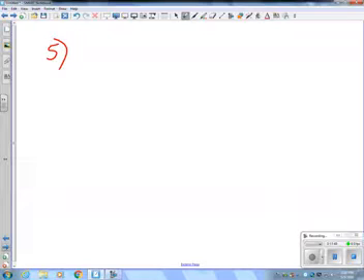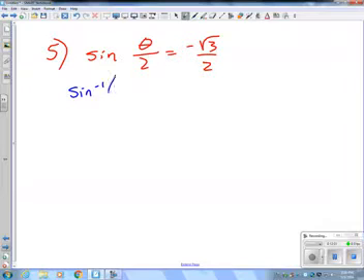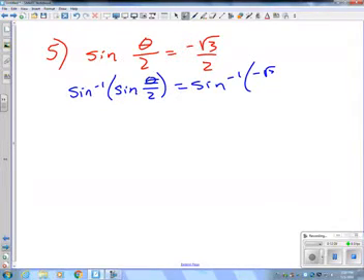How about we do sine of theta over 2 equals negative square root of 3 over 2. So first of all, I'm going to inverse it because I've got to get rid of the sine. So sine inverse of sine of theta over 2 equals sine inverse of negative square root of 3 over 2. So you inverse both sides because that cancels out the word you already had.